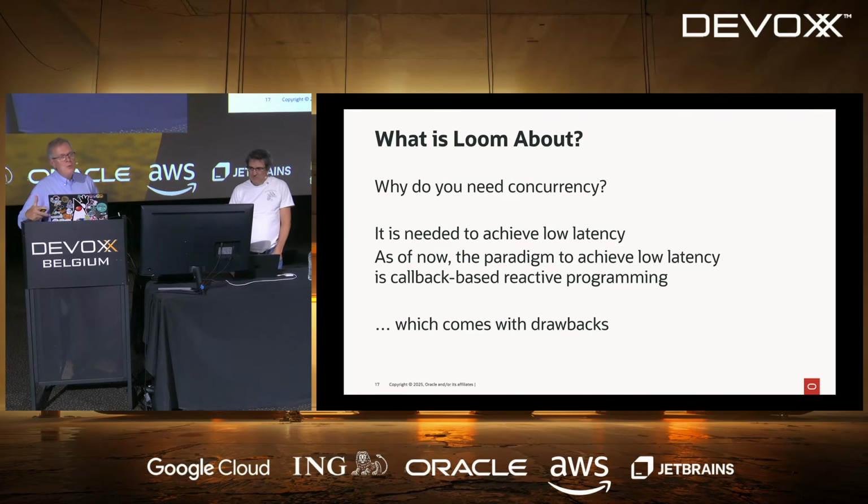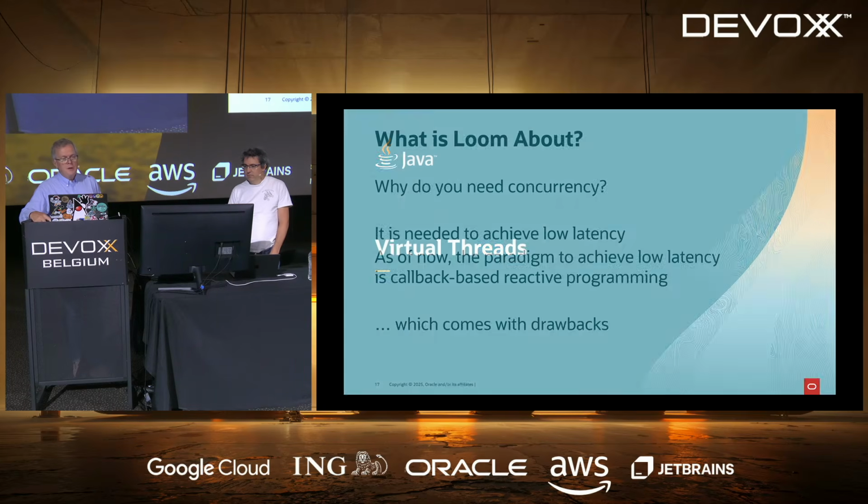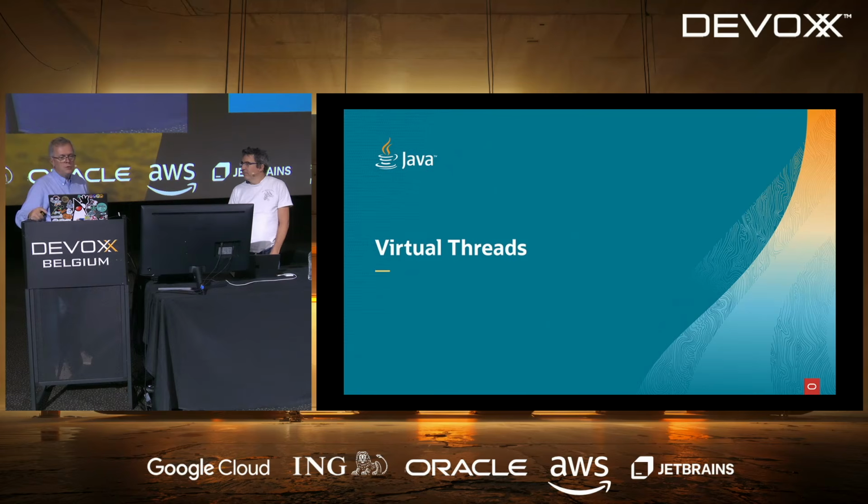Okay. If you want to summarize things in just one sentence, it is needed to achieve low latency by doing several things in parallel on the same CPU. And by the way, the paradigm that you're probably all using, or have been using for even 10, 15 years, is callback-based reactive programming. So Loom is actually bringing solutions to the same kind of problem that callback-based reactive programming wants to solve. So let us talk about that, and let's talk about virtual threads.